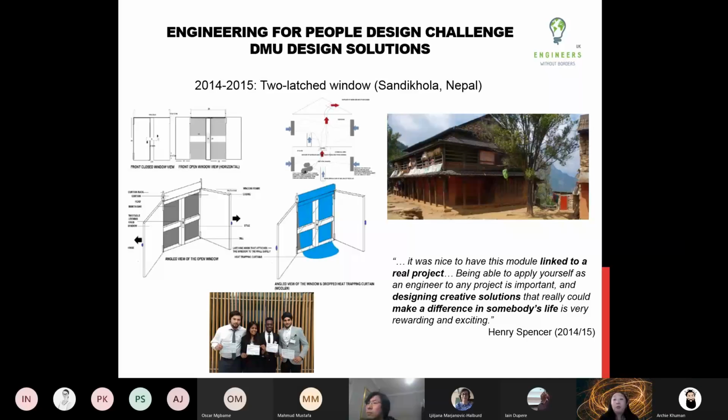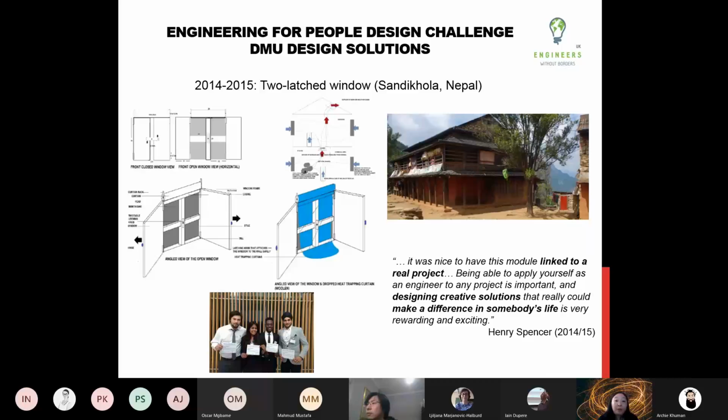It's also important to mention that electricity is not reliable, not widely available in that area. So the students proposed the two-latch door window, and that can be located in different parts of the house. So you can see in one of the diagrams of this slide that they also think about the airflow within the house. They also put the two latch doors so they can be open and closed.